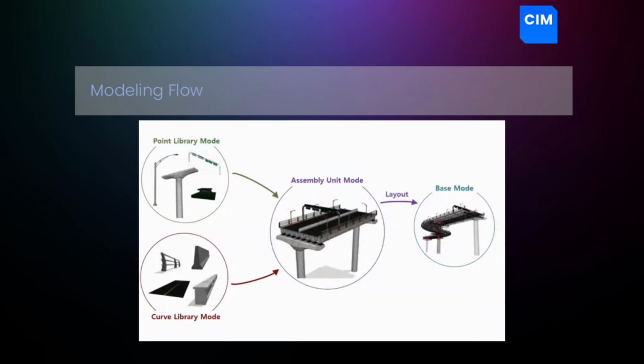Now, let's briefly look at the typical workflow we follow in CIM. First, we configure basic project settings like units and visual preferences. Then, we model bridge components in the point and curve library modes. After that, we assemble these libraries using Assembly Unit Mode. Finally, we assign the assembly unit to the alignment in the Base Mode, after setting up the layout and geographic coordinates. That's a quick overview of the CIM modeling workflow and its working environments.